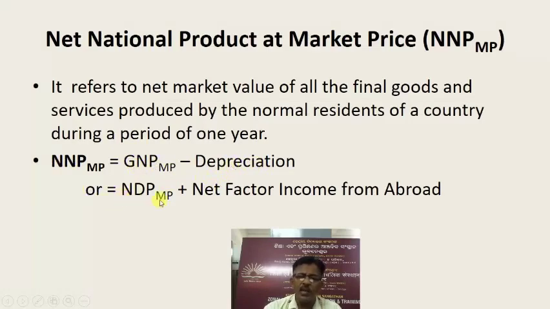और NDP at market price plus net factory income from abroad. In the domestic concept, if you add this NFIA, net factory income from abroad, you get the national concept. It was discussed in the earlier video lesson, that is in chapter 2 video lesson.